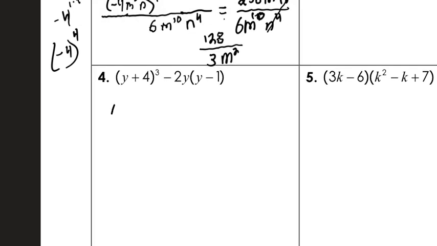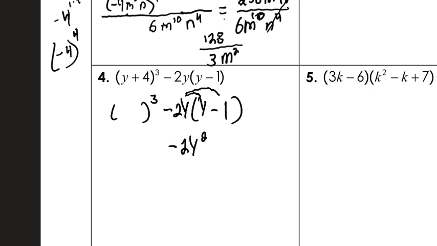Here, you have something cubed, and you have this negative 2y multiplied by, think about it like this, the negative 2y is multiplied by the y minus 1. So I'm going to do negative 2y times y is negative 2y squared, and negative 2y times a negative 1 is a positive 2. Okay? So we have that to deal with.